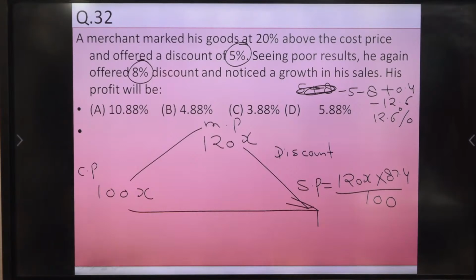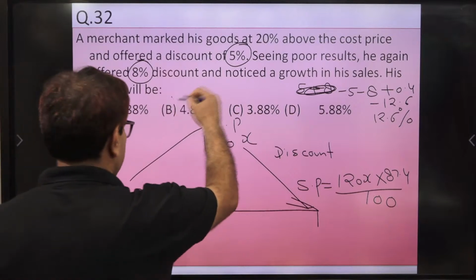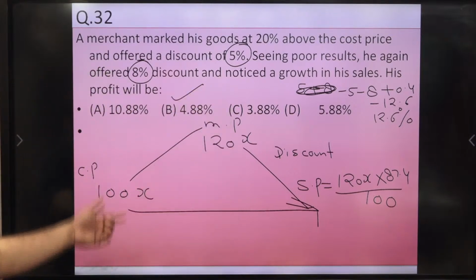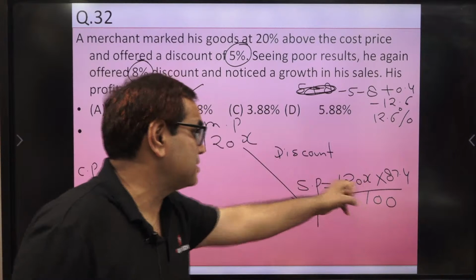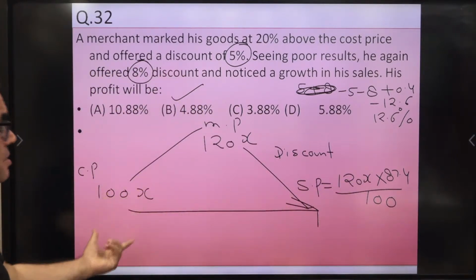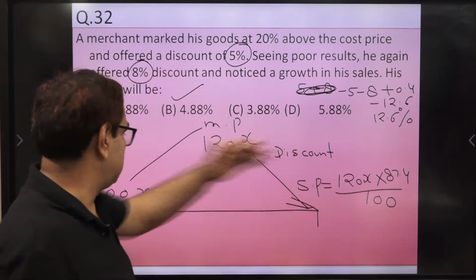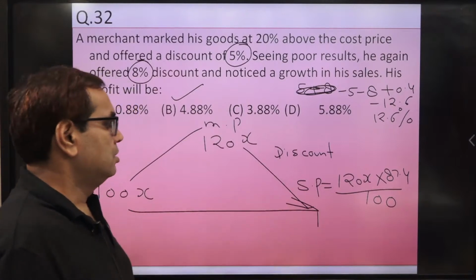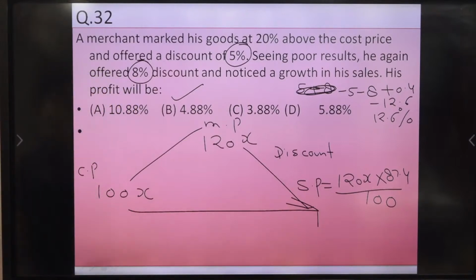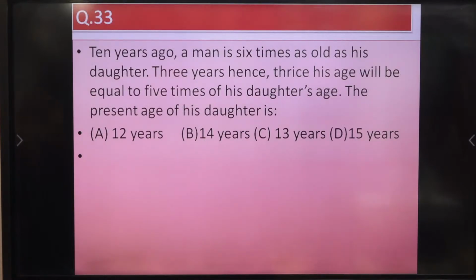So students are answering B option. Hema and SS Gupta, B option. Very good. So 4.88 is the right answer. B is the right answer. We have calculated the selling price here in terms of x, and the cost price we have in terms of x. So profit equals SP minus CP upon CP into 100. Now tell me the answer of this question.